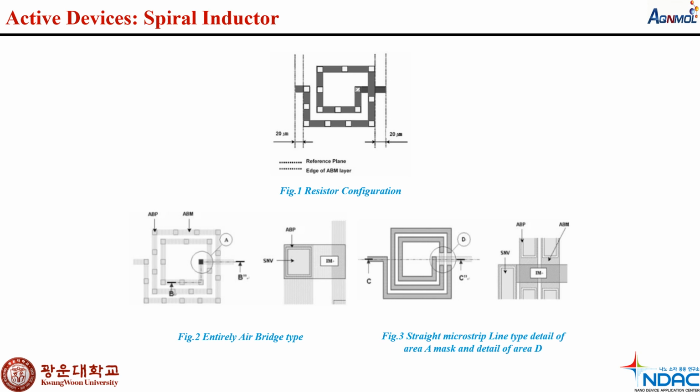And the company provides two types of square spiral inductor. One type, shown in figure number 2, is a structure of entire air bridge or air bridge post. In this case, the size of the air bridge post is 1 micrometer smaller than that of the air bridge microstrip line. On the other hand, the other type of inductor is formed from a microstrip line through the outward shape and has an air bridge in one portion. The partial air bridge posts are marked D in figure number 3.